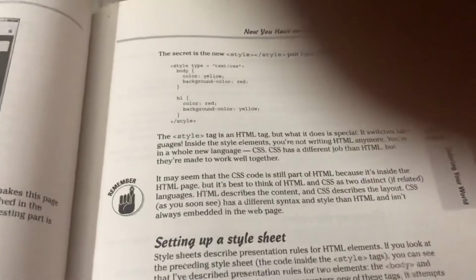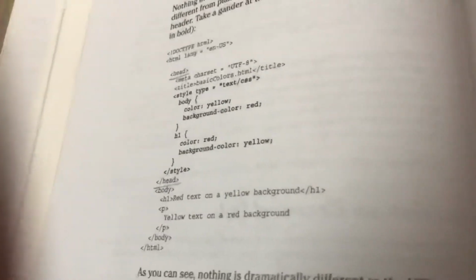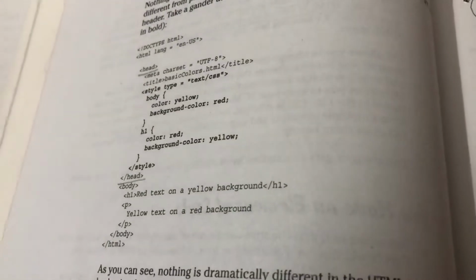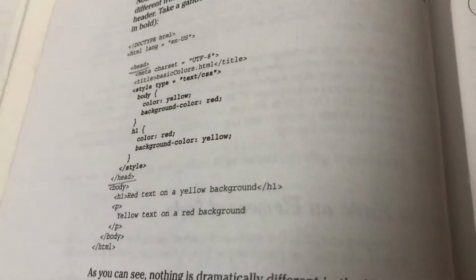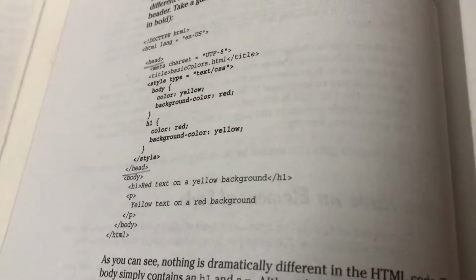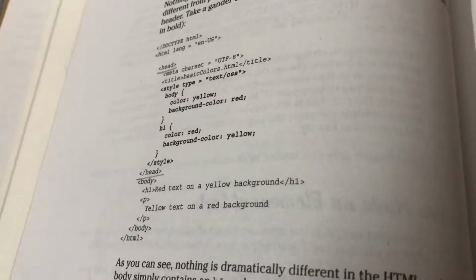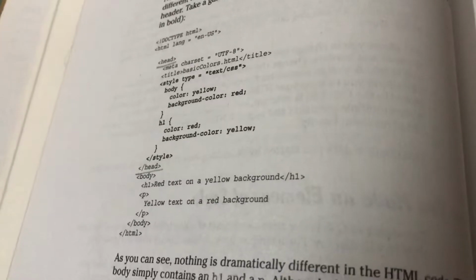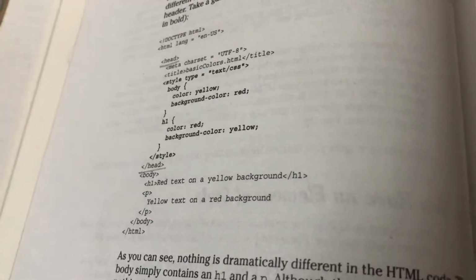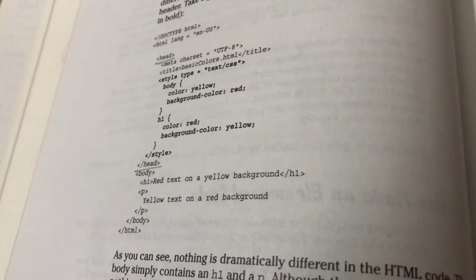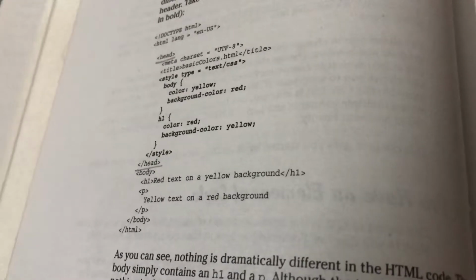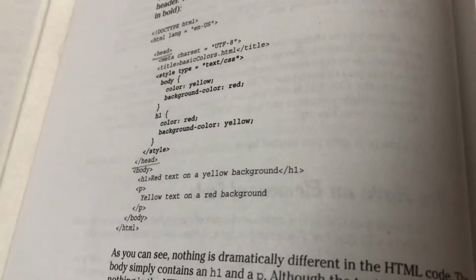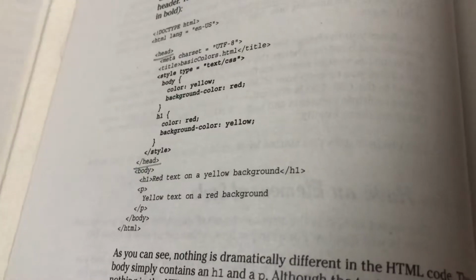Now coming back to the whole code here, you can see the body contains one heading and one paragraph. So now this heading would be basically red in color and the background of which would be yellow. So red text on yellow background. The paragraph on the other hand, which is part of the body tag, is going to be yellow text on red color.